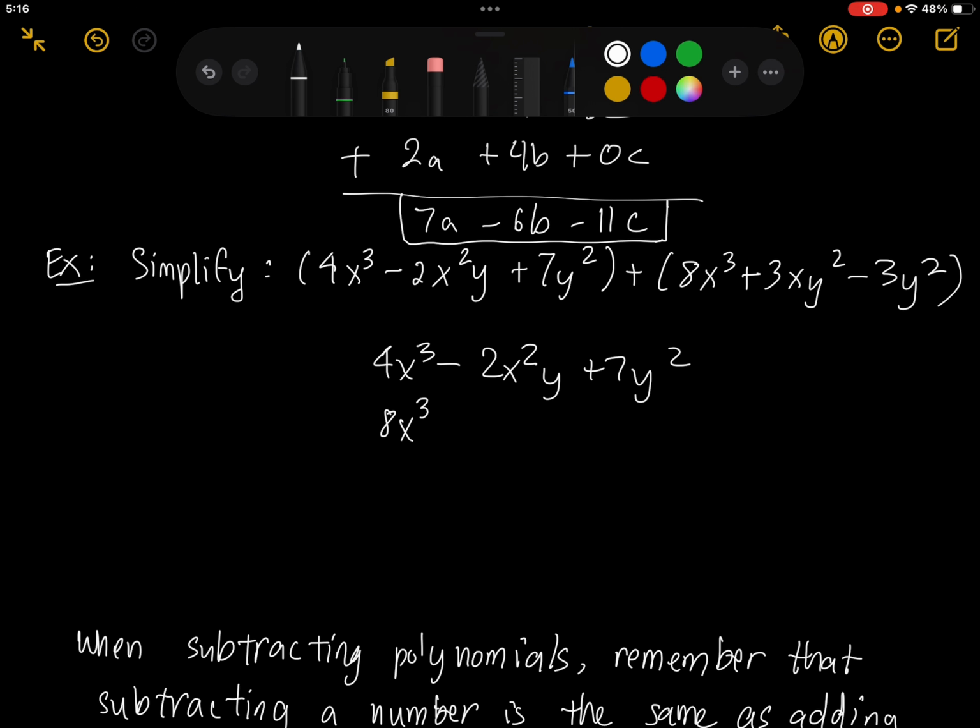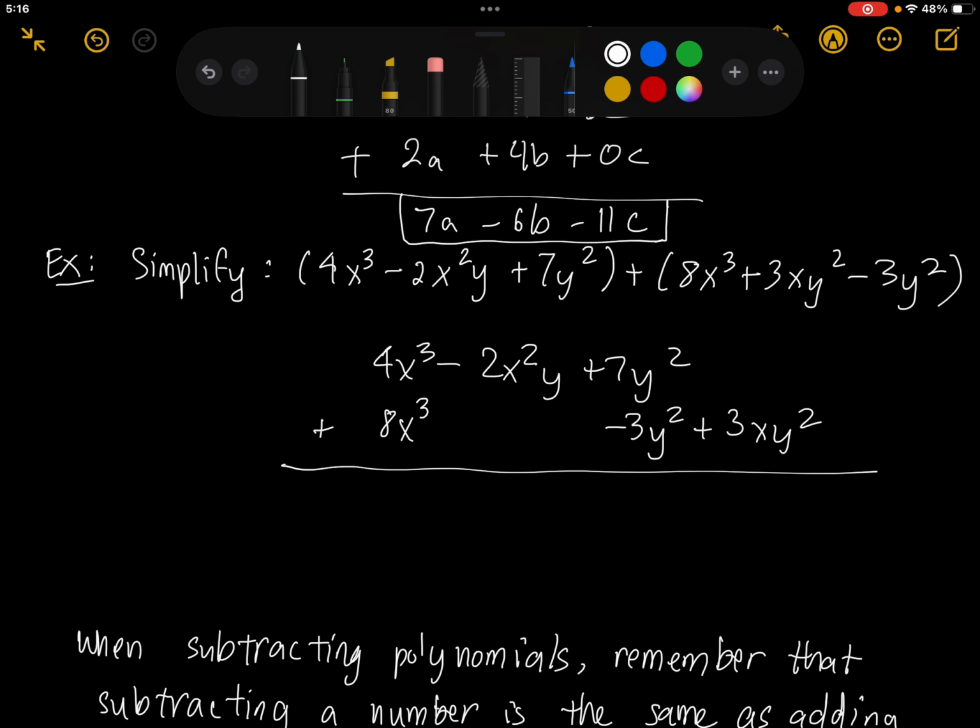Well, notice that when you look at the terms in the first polynomial, there is no xy squared. There's an x squared y, but that's not the same as xy squared. So what I need to do, if I'm going to do this, is I need to have a separate column for the xy squared. So 3xy squared. And then minus 3y squared, well, I have a 7y squared above, so I'm going to put this here. And then I have to put a plus to make sure we understand that we're adding them all. Right? So now we are just adding the terms together.